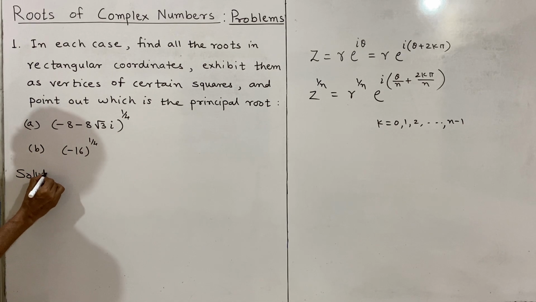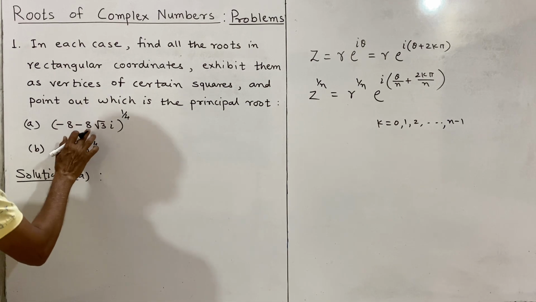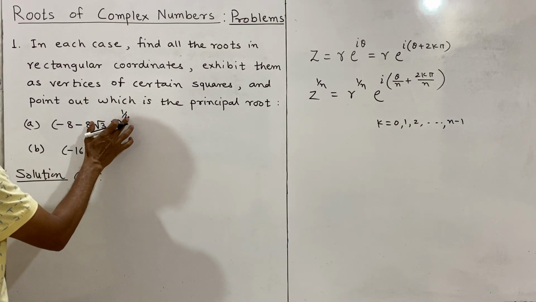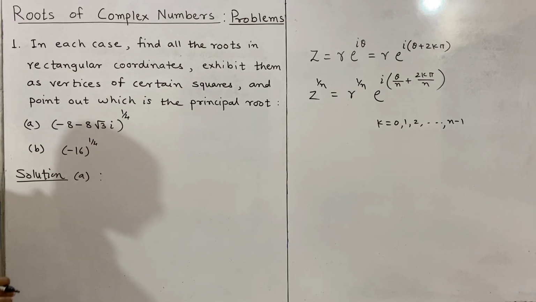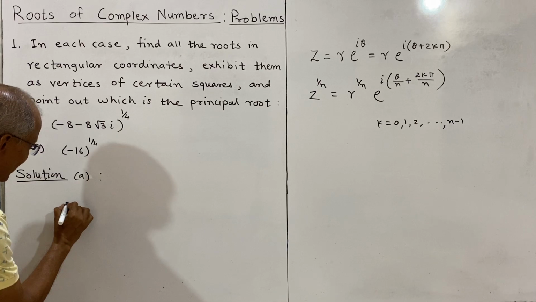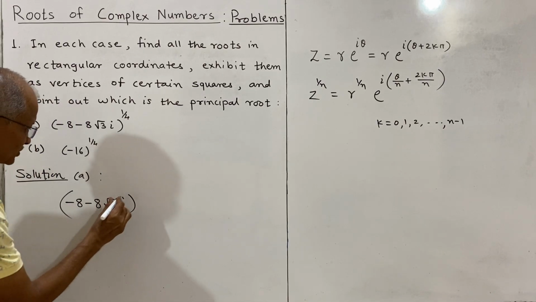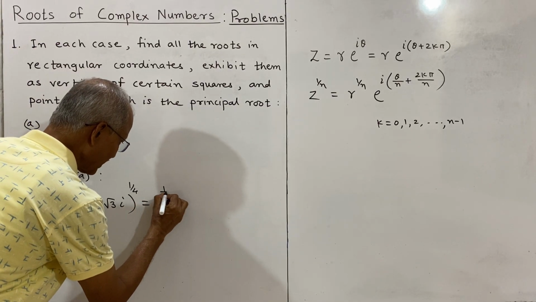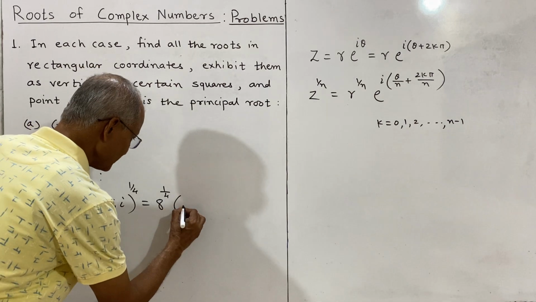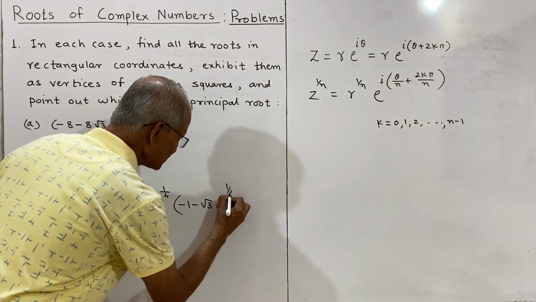Solution for the first problem: (−8 − 8√3 i)^(1/4). In this complex number, minus 8 is common, but we have to take the positive real number as common, which is 8, and therefore we shall write 8 common, with the power 1/4, and in the bracket what remains is (−1 − √3 i), raised to 1/4.